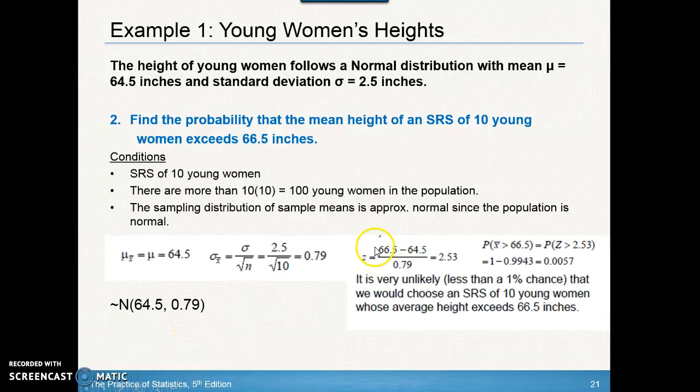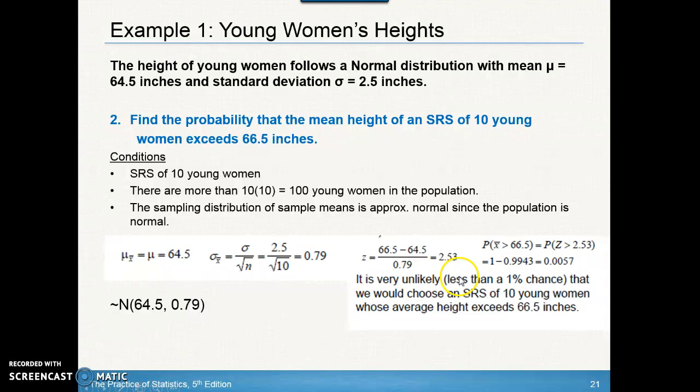Finding my z-score, notice how I'm using the new standard deviation. Now, notice this difference right here, probability that X bar is greater than 66.5. That was different than the previous one. The previous one just said the probability of X. X bar is telling us, hey, we are looking at sample means. I'm looking at a mean. We want the mean of a group of 10 women to be greater than 66.5, okay? That's a much smaller chance when you do that calculation.